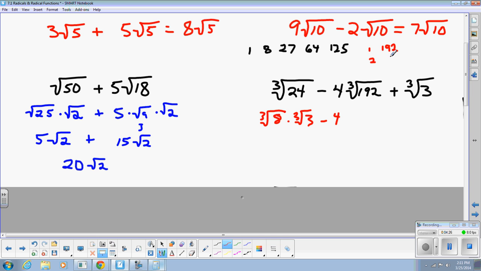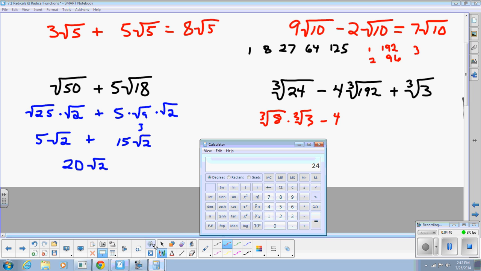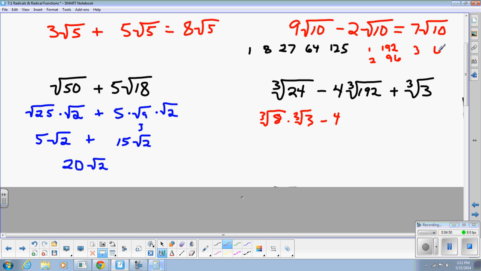192 divided by 2 is going to be 96. And then 3. Is that divisible by 3? Let's get the calculator out here. Let's do 192 divided by 3. 64. Hey, there's the perfect cube that I'm after right there. 64. Boom. So it's 4 times the cube root of 64. And I've got to get my cube root in here right there.